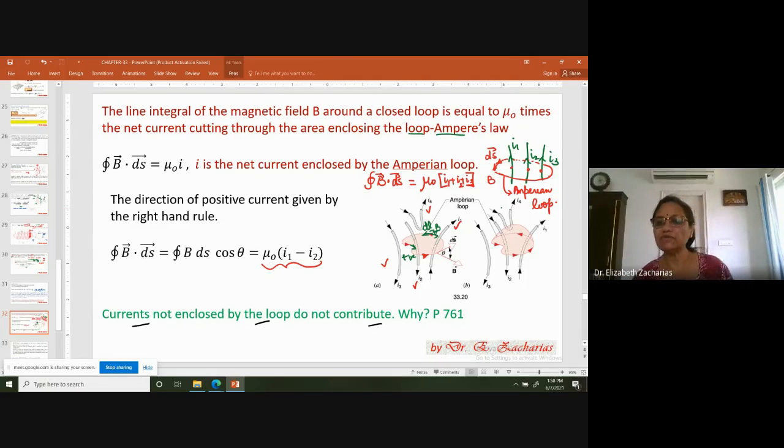So in the second picture, you've blown that pink surface so that it encloses I4. But you see here, it is once going in and once going out. So that means it is I4 minus I4, which is 0. That is your interpretation that this current is not going to contribute to the integral B dot dl.